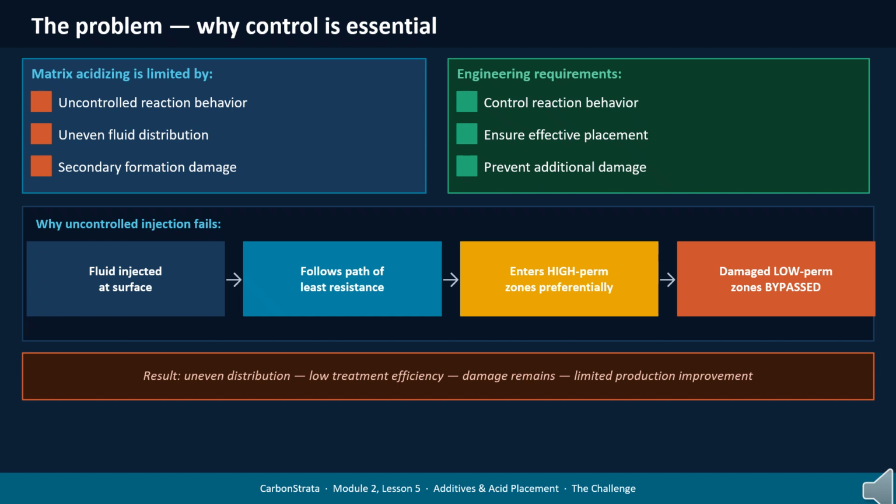The critical failure is distribution. Fluid always follows the path of least resistance. That means high permeability zones dominate flow. But the problem is in low permeability zones. So the zones that need treatment receive the least acid. That is the paradox. And that is why many treatments fail, even when the chemistry is correct. This lesson solves that gap. Control the reaction, control the placement, and prevent creating new damage.